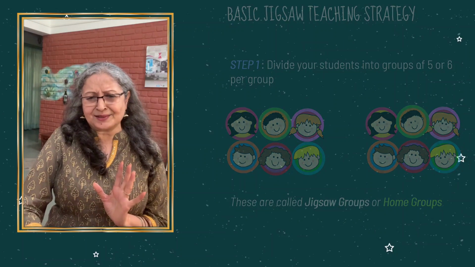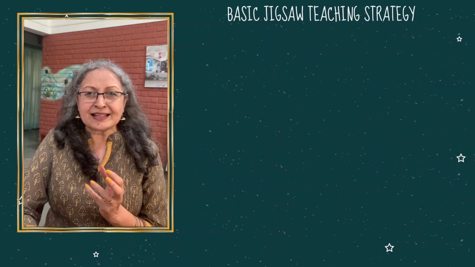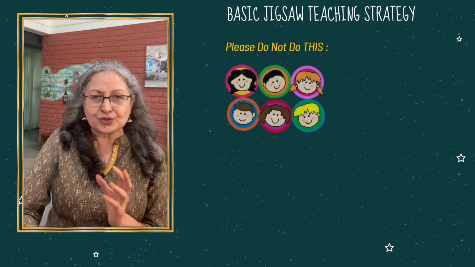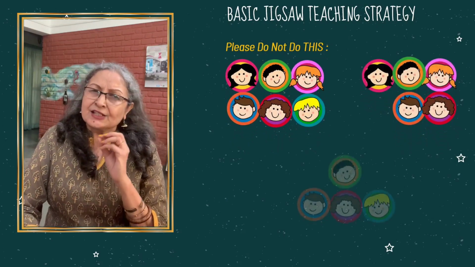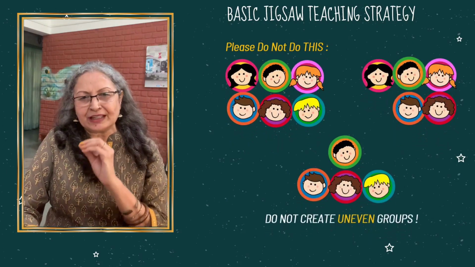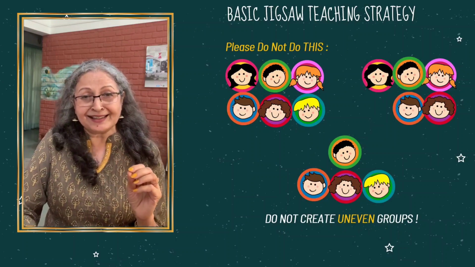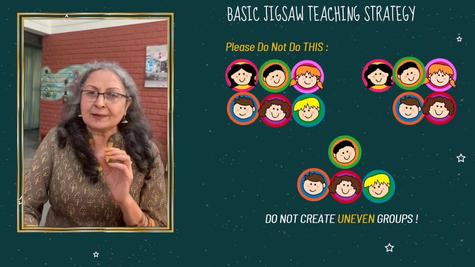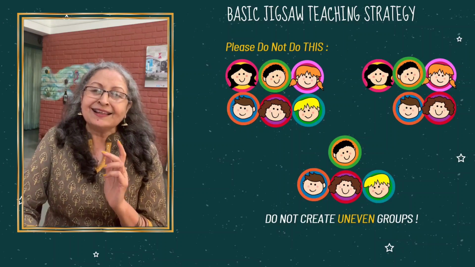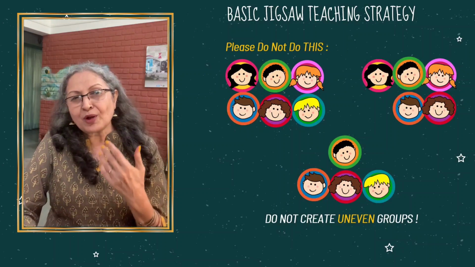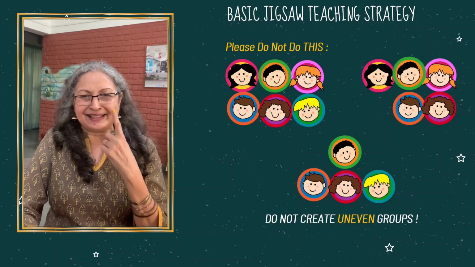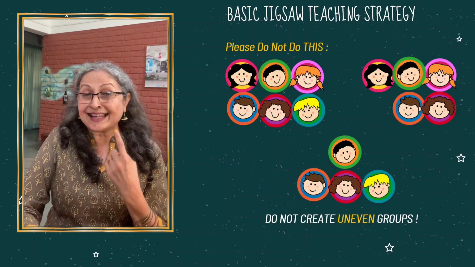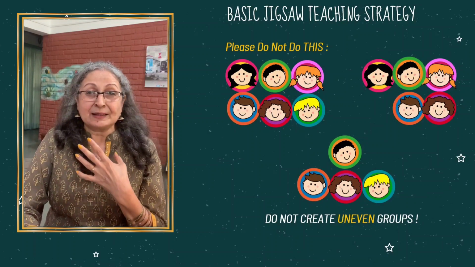Now don't do this. Okay? Don't create one group of 6 and one group of 5 and one group of 4. ये नहीं करना है. Okay? जितने भी बच्चे आपके क्लास में हो, you have to keep equal groups. कुछ बच्चे बच जाएंगे. Even in spite of your best planning, somebody will remain absent. So what we need to do for that, I will be telling you in the troubleshooting. Right now let's understand the basic strategy.